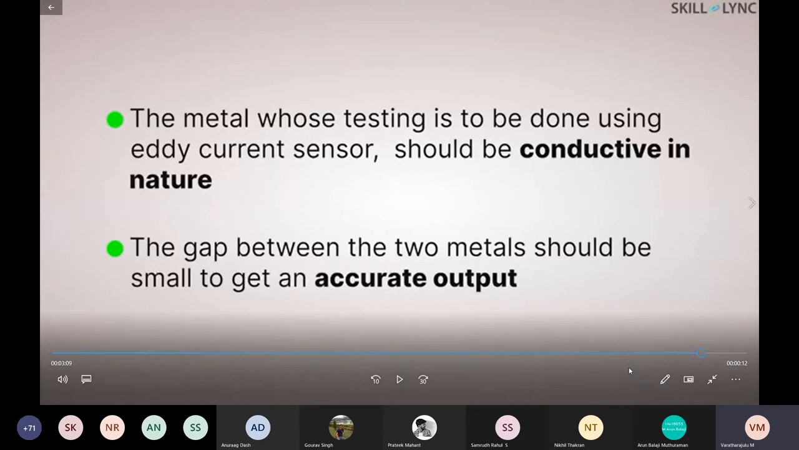When we are dealing with non-conductive materials, which type of sensors are used? I think you may have come across them during your schooling, some sensors used to find non-conductive materials. What was the name of that particular sensor? In order to find the non-conductive materials, what were the sensors used? Someone unmute your mic and tell me. Saman.